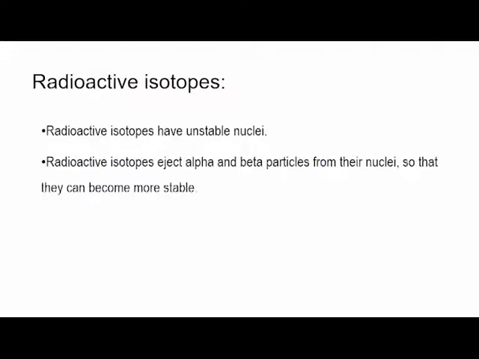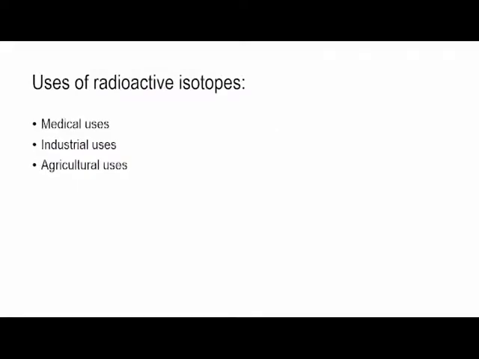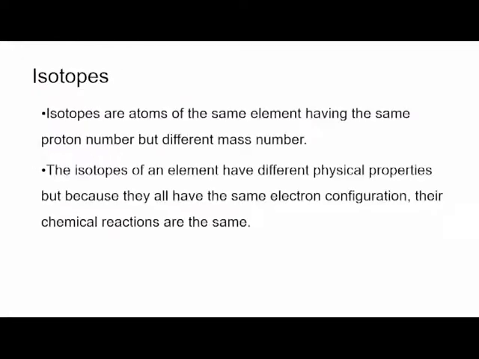Then you move to radioactive isotopes. These are isotopes that have unstable nuclei. Since they have unstable nuclei, they will release particles like alpha and beta so that they become stable. Students are supposed to know the uses of radioactive isotopes in detail. These are just listed, but you can study in your study guide and in other books in depth the medical uses, as well as industrial and agricultural uses of radioactive isotopes.